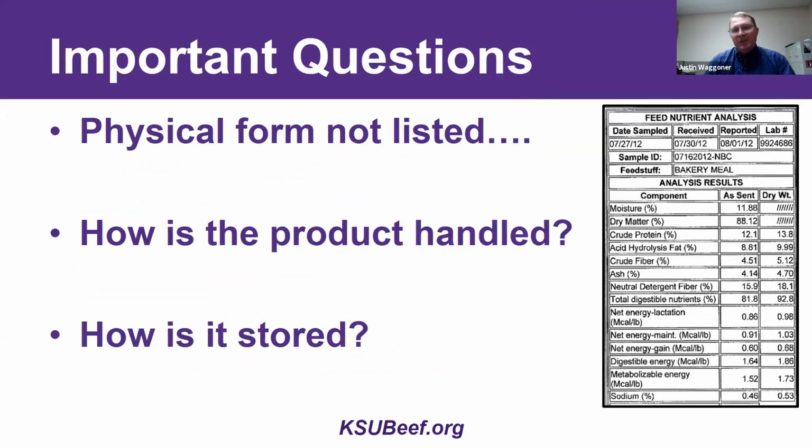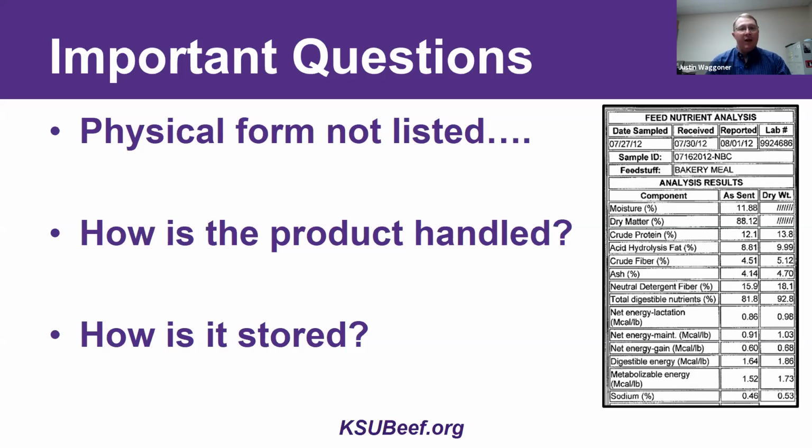There are also some important questions that we need to consider as well. Many of these are not going to be listed on the nutrient analysis that we would get when we're looking at some sort of an alternative ingredient. For example, what's the physical form of the ingredient? Well, we see some indications here in this report, the bakery meal. So we start thinking, well, it's probably a very finely ground product.